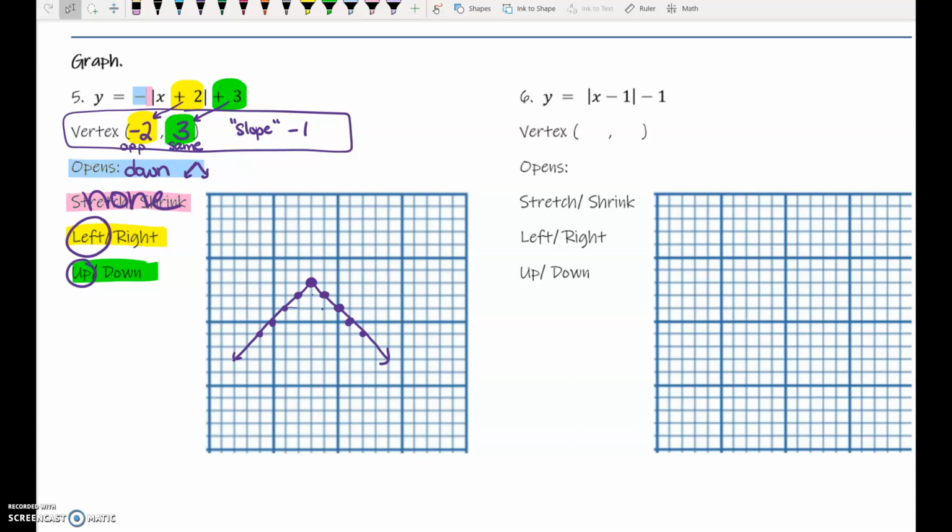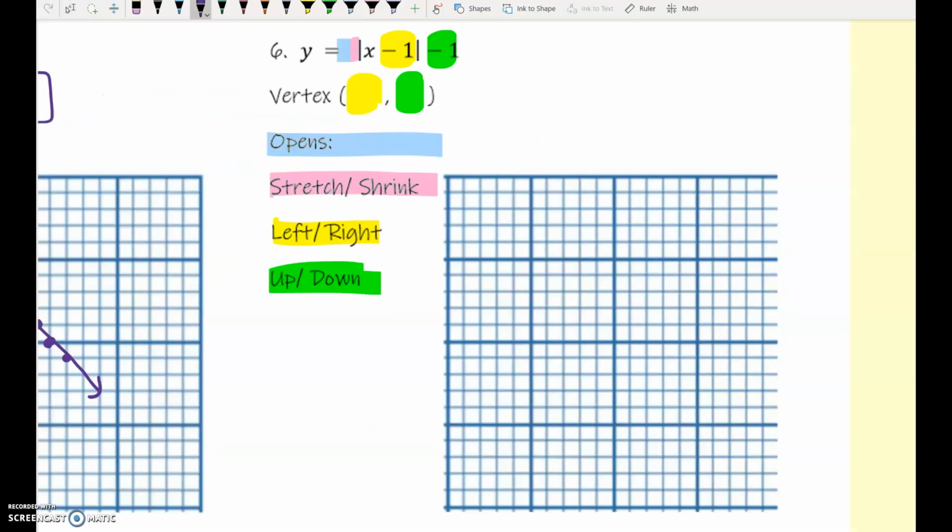Try number 6 on your own. Pause the video if you're watching the video. Okay, the x value of the vertex. The -1 means right 1, so that'd be a +1 on the vertex. -1 means down 1, so your vertex is at 1, -1.